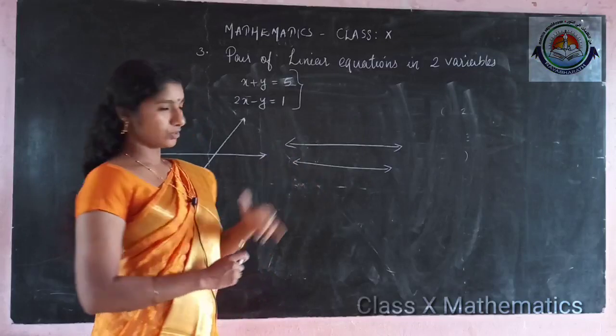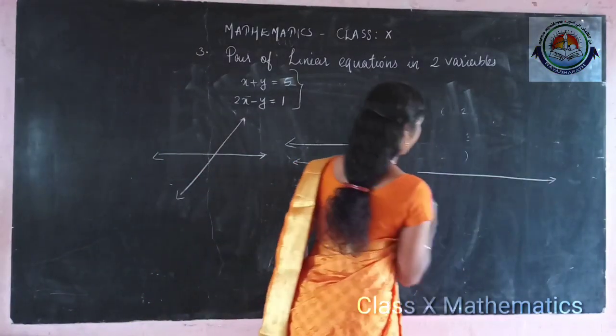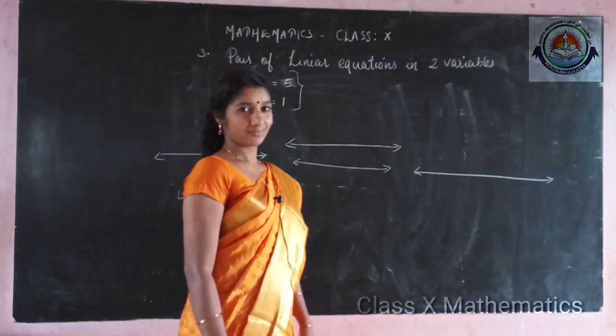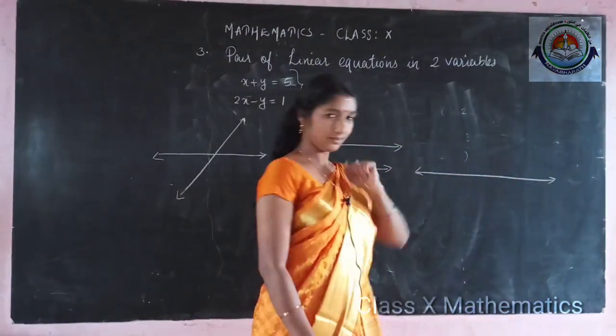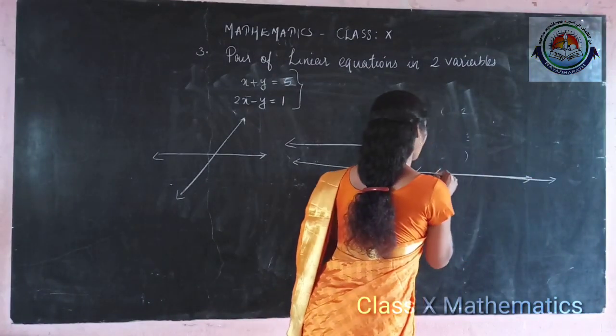So in these two ways you can keep them. One more way you can keep. One straight line you are keeping like this. One straight line I gave, you kept here. I took one more straight line and I kept it here itself on this one.